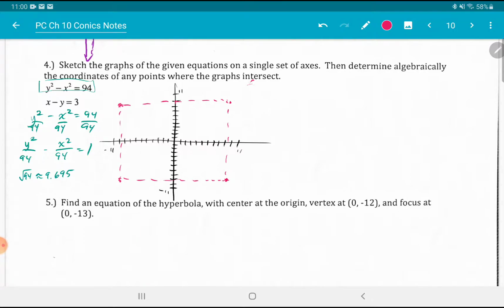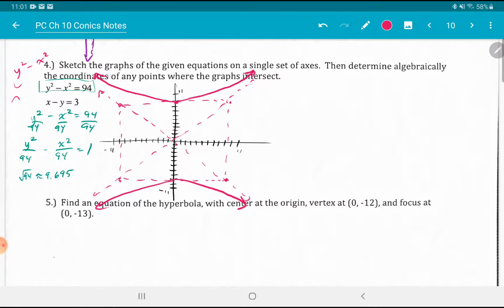All right, so with that, let's go ahead and draw the dotted lines. There's your asymptotes. What kind of hyperbola do we have? It's y squared minus x squared. Y squared comes first, meaning we have a vertical hyperbola. So here we are, drawing your hyperbola vertically, like that. All right, and then lastly, we can graph x minus y equals 3.